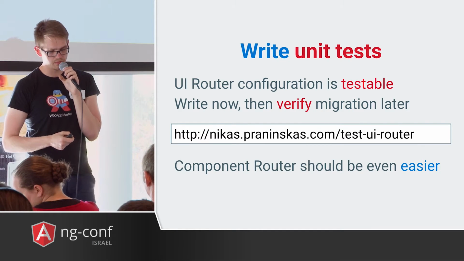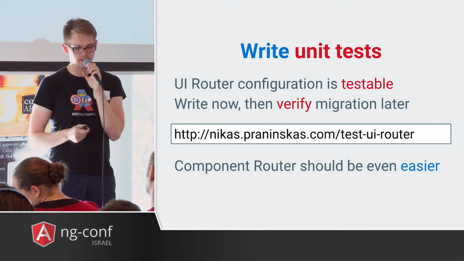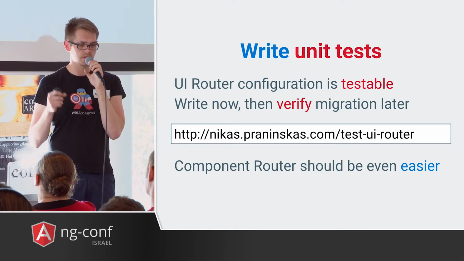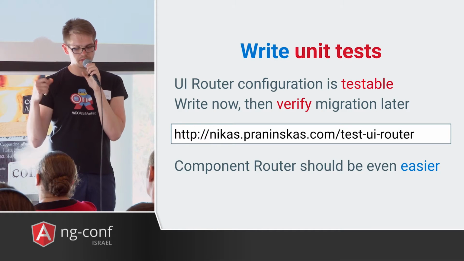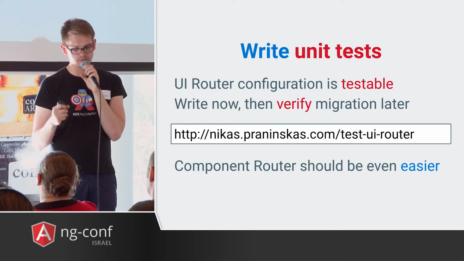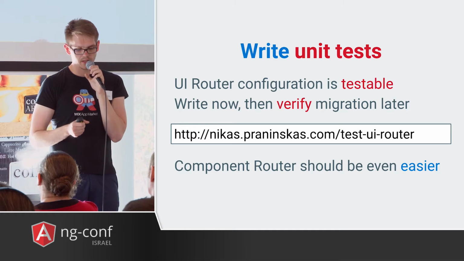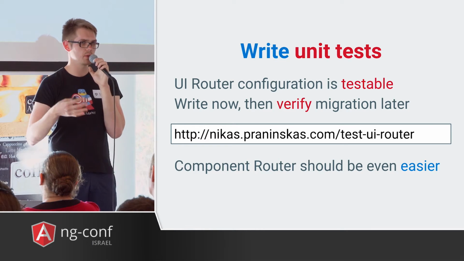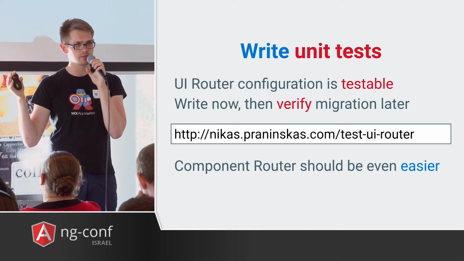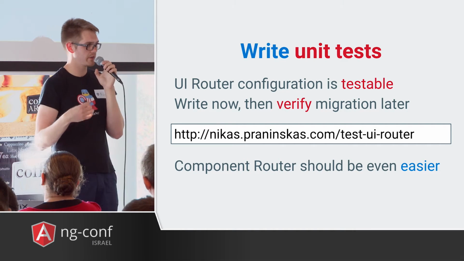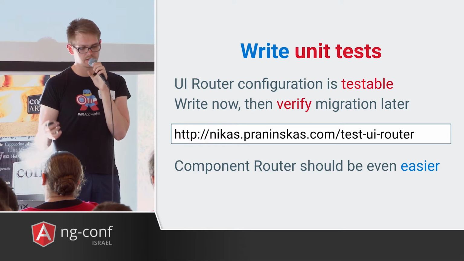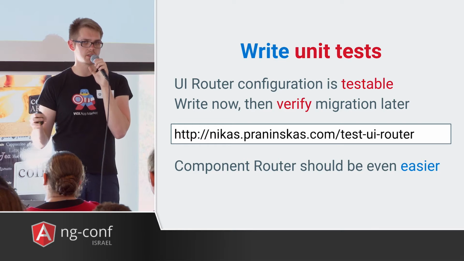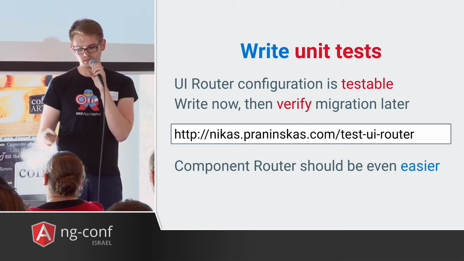Another thing we can do is actually test our UI router configuration. It is testable. It's not very easy, but I've written a blog post about it. If anyone wants to check it out, it's there. What this allows us to do is to write some tests now and then verify, once the component router is stable, ready, and good to go, that our migration went successfully. This is very nice. And the component router should be even easier to test. So for anyone who's a unit testing geek, they will be happy about this.